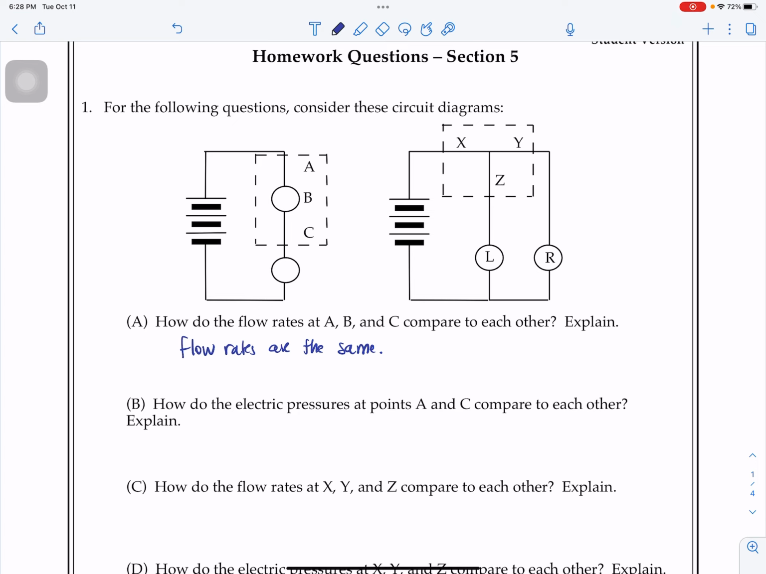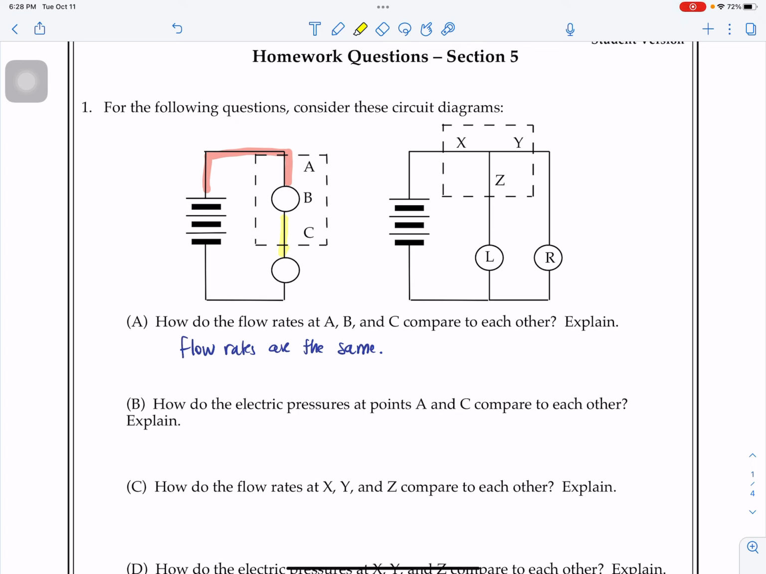How do the electric pressures at A and C compare to each other? The pressure at A is greater than the pressure at C. There has to be a pressure difference in order to make charge move through the bulbs. And so I would say that we have, this is red and this is yellow.